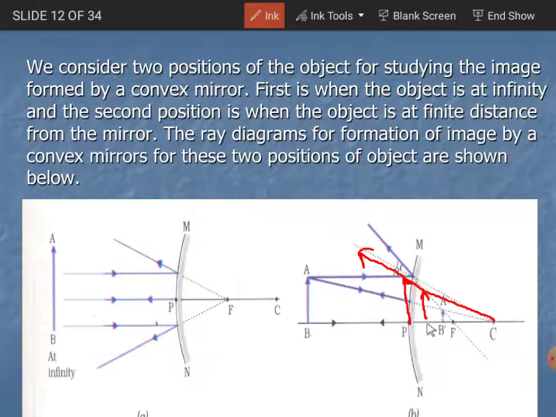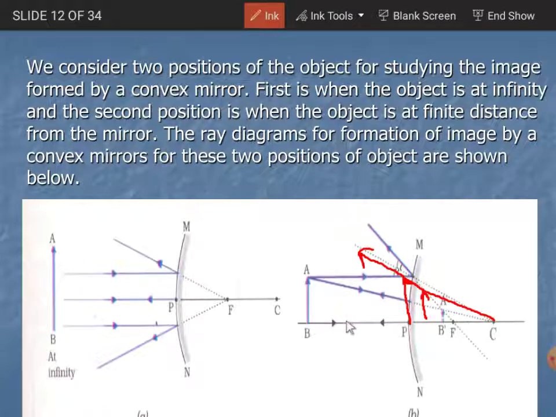So this will be what? A prime, B prime, and this is the object AB. So even if you make the object touch the spherical convex mirror, the image will always be smaller than the object. So at any position in front of the mirror, the image will be what? Always virtual, erect, and diminished.